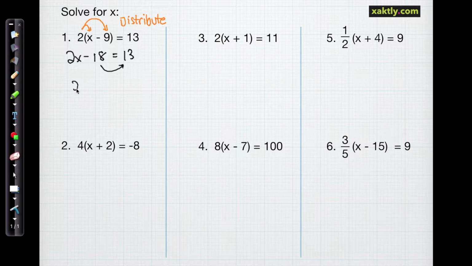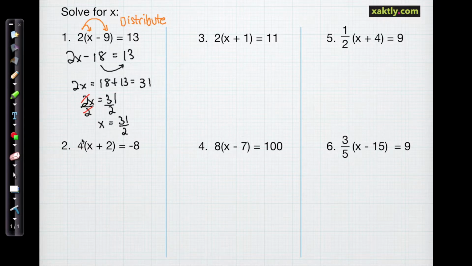And now it's just a simple matter of doing what's easy first, moving the 18 to the right side by addition. 18 plus 13 is 31. So we have 2x is equal to 31. And then we get x by itself by dividing by 2. And so x is equal to 31 halves. And that's not a reducible fraction, so we'll just leave it.